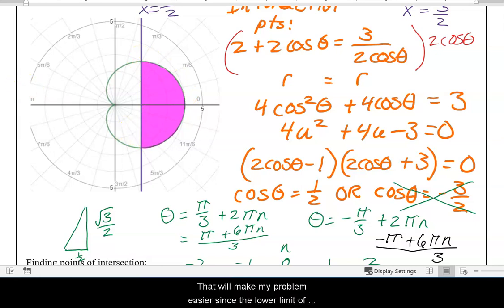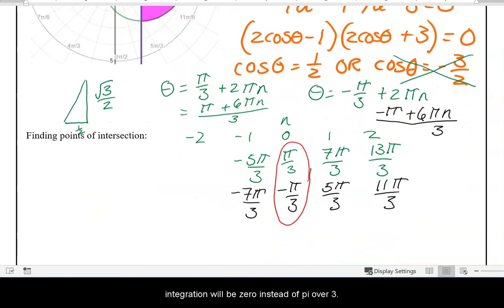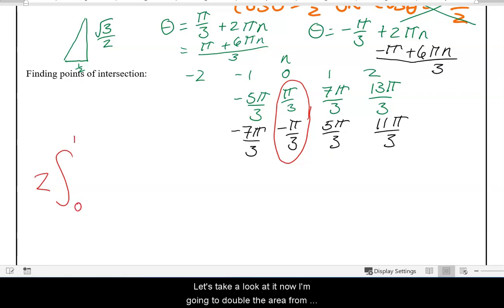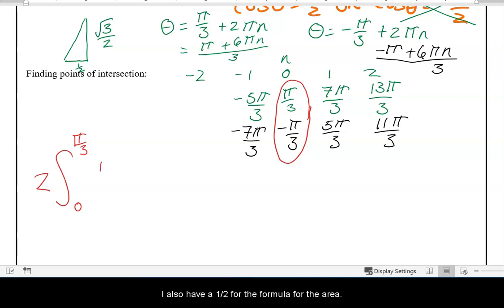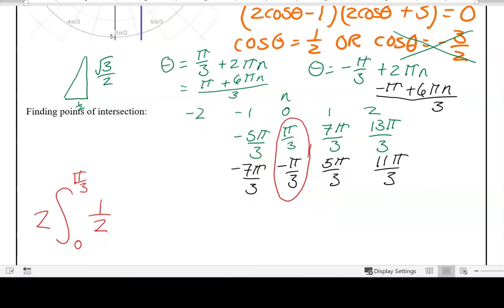That will make my problem easier since the lower limit of integration will be 0 instead of negative pi over 3. Let's take a look at it now. I'm going to double the area from 0 to pi over 3 and use symmetry. I also have a 1/2 for the formula for the area. Now I need r squared d theta. R is 2 plus 2 cosine of theta.